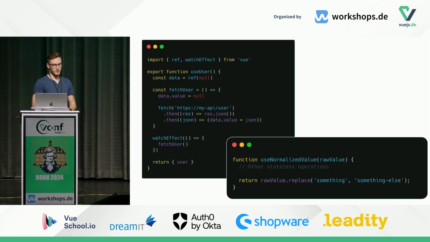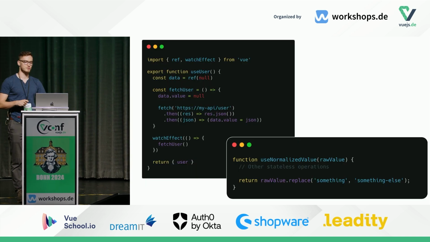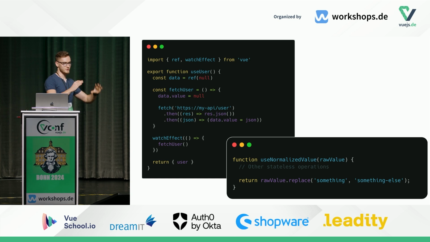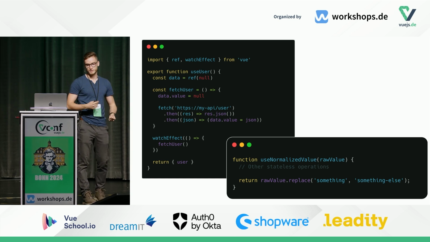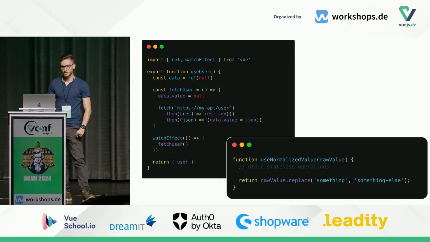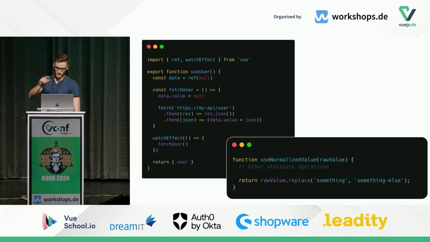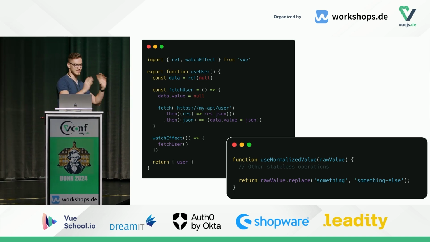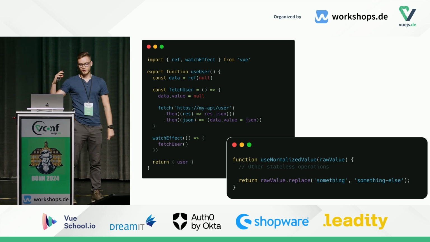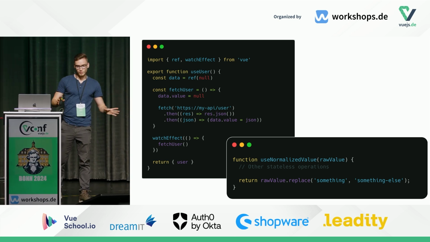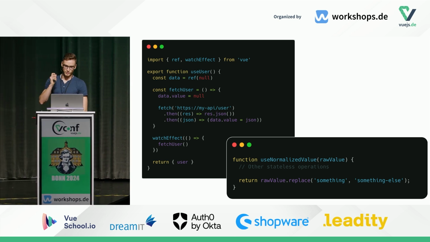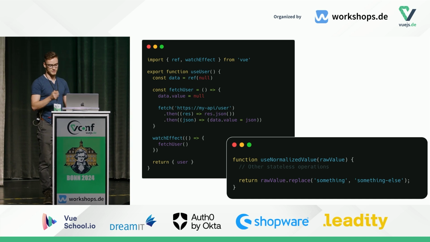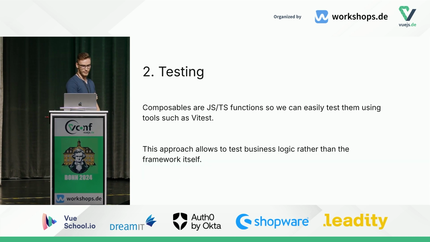So in the example shown before, useUser, we are fetching information about the user and storing it in a data variable. And in the second code block, we see an example of a stateless composable. You will probably see both, but the recommended one is the one on the left side with the state.